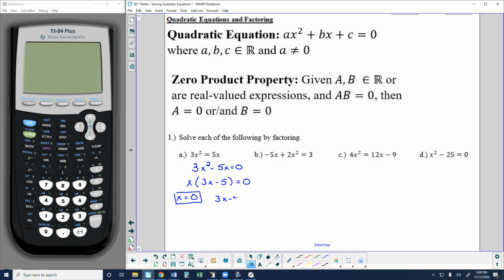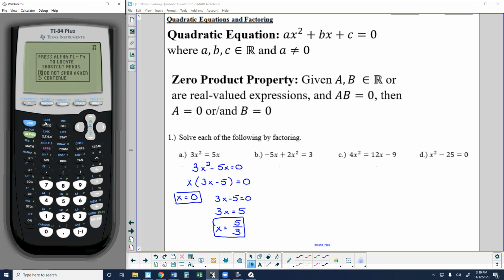Also, when 3x minus 5 equals 0, I'm going to have a solution to my equation. So in this instance, 3x minus 5 equals 0, I'm going to need to solve this for x. So I'm going to add 5 to both sides, which would leave me with 3x equal to 5. Then I'm going to divide both sides by 3, which would leave me with x equal to 5 divided by 3, or 5/3. And now I can go over to my calculator and check this.